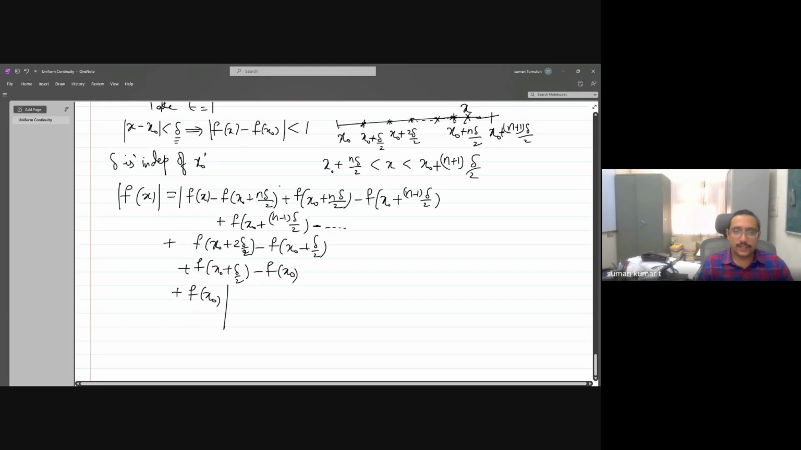So I join them. When I break this modulus into pieces, what do I have? Mod of X plus Y is less than or equal to mod X plus mod Y. This is the triangle inequality. By the way, this kind of adding and subtracting certain quantities and writing f of x as this kind of sum is called the telescopic sum.